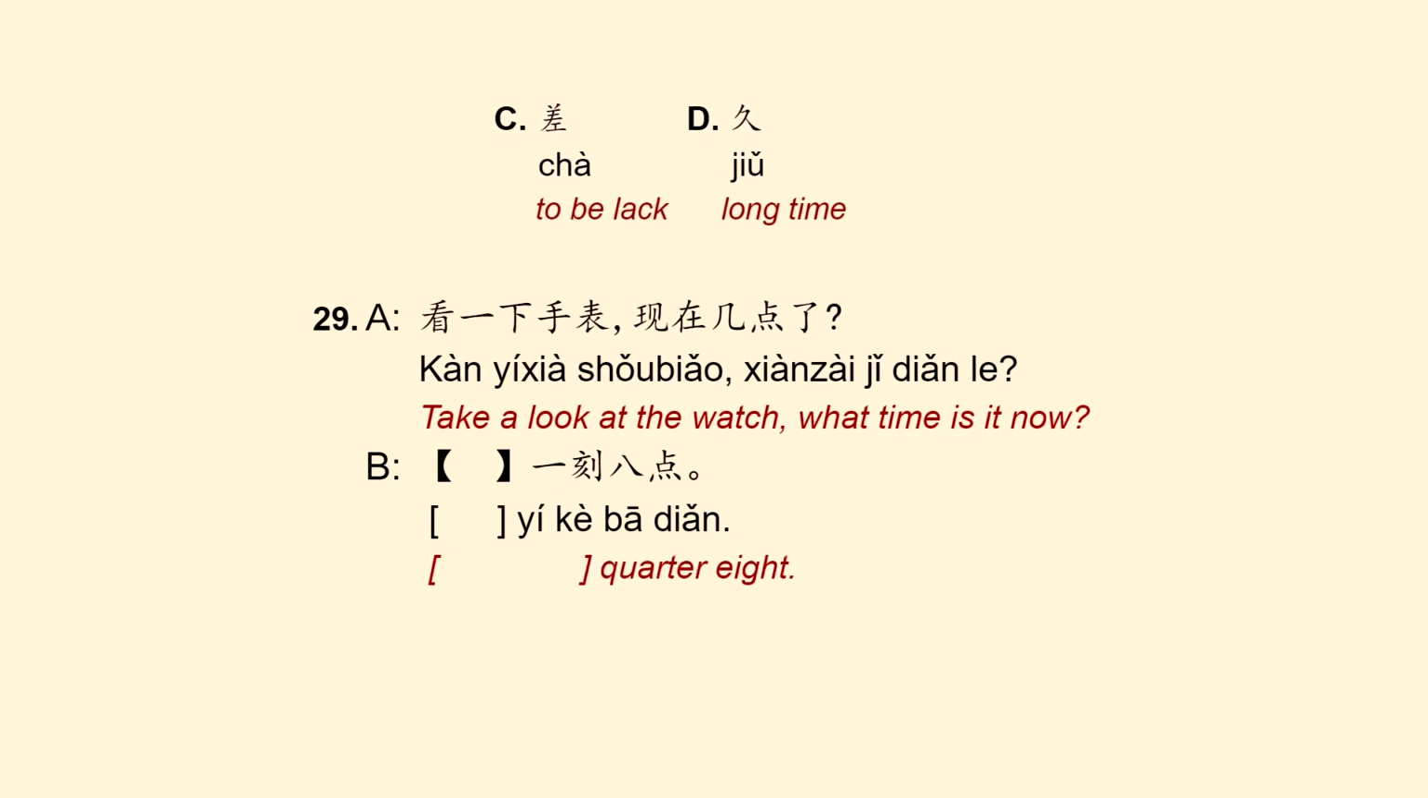To fill this blank, we have the word 差. Remember that we use this Chinese word to express the time. A quarter to, or some minutes to, an hour. In this case, 差一刻八点, literally to be lacking, quarter 8. The meaning is a quarter to 8. It's a quarter to 8.